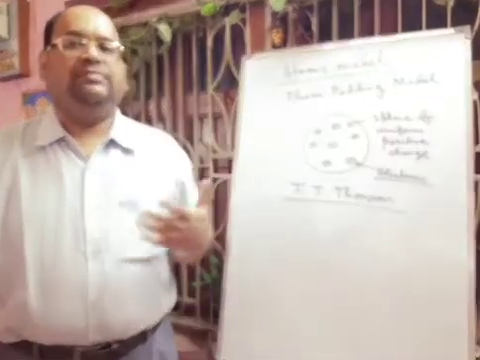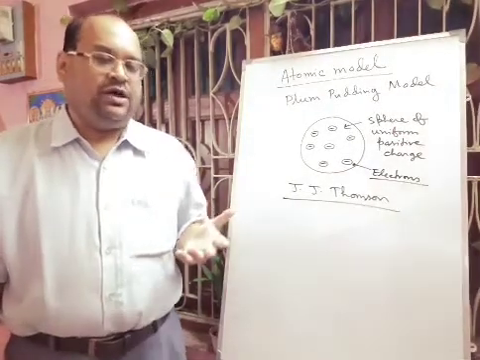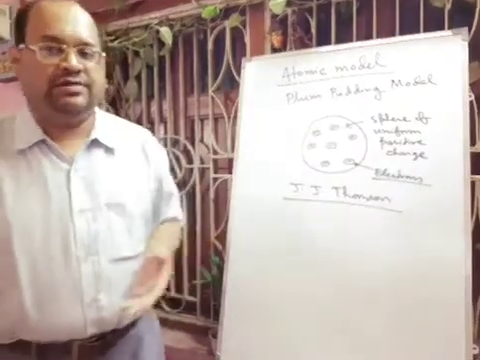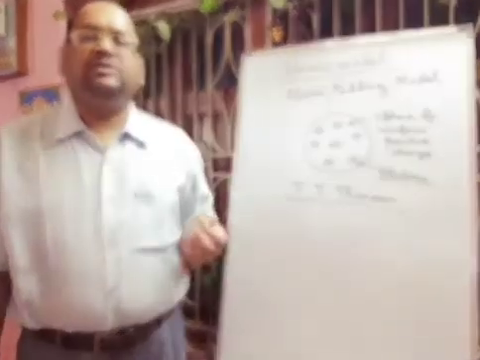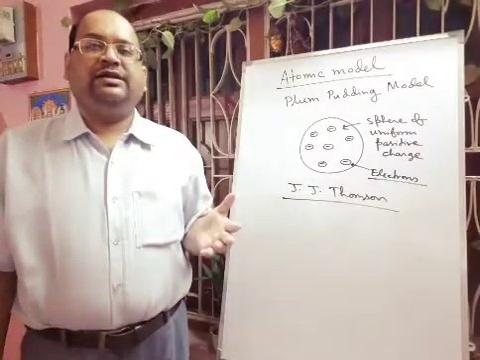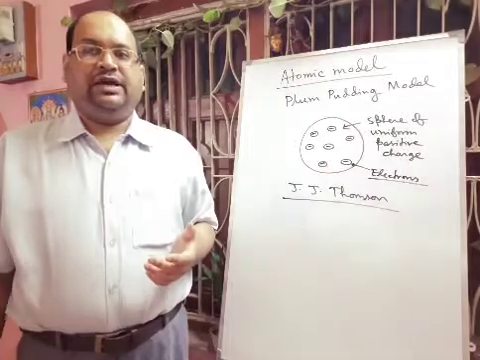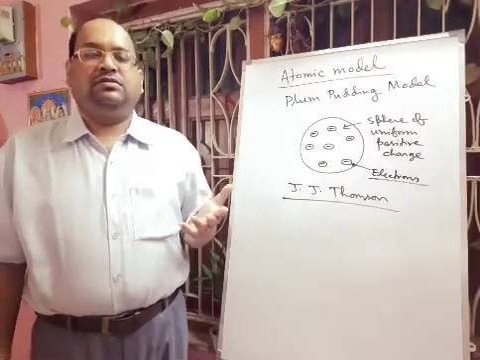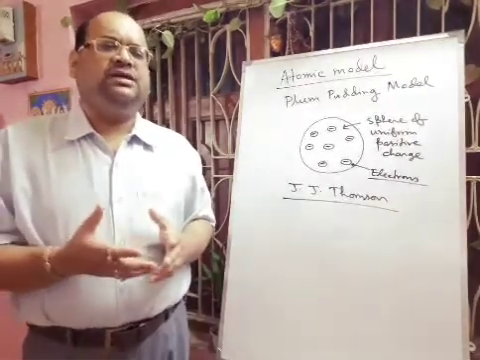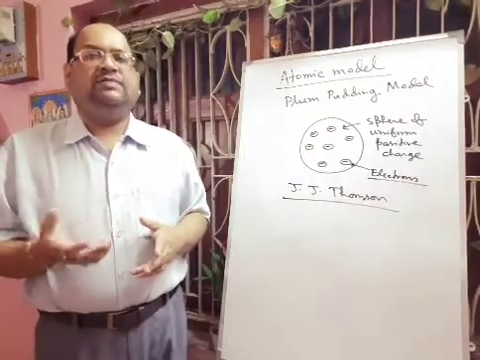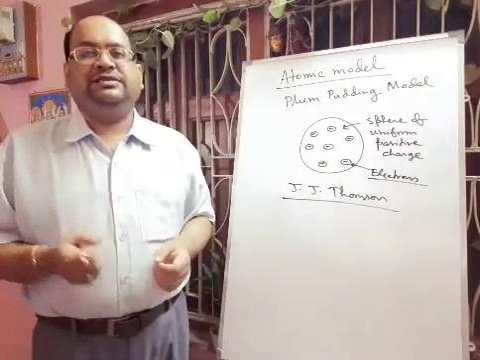So he bombarded a very thin sheet of gold. He chose gold because it is highly malleable, and the thickness of the gold foil was 0.004 centimeter. He bombarded this gold foil with alpha particles from a radioactive source. Now all of you know that radioactive substances always emit alpha, beta and gamma rays. And now, what is the observation of this experiment?